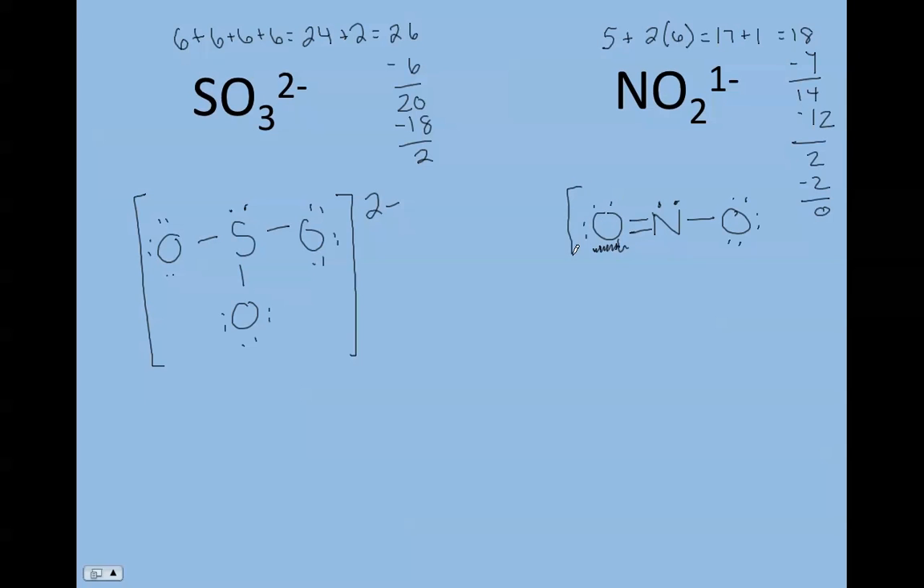Now remember, this does have a -1 charge, so I'm going to place it into brackets and place the -1 charge on the outside. Now remember, this double bond could exist on either side, so technically we would need to write the additional resonance structure.